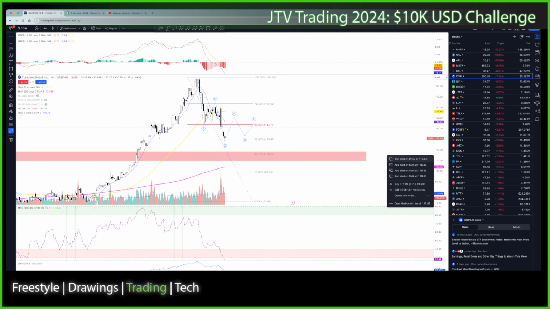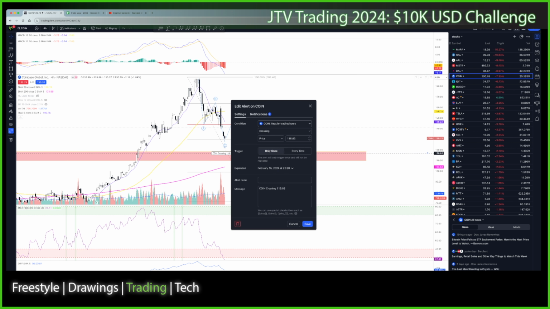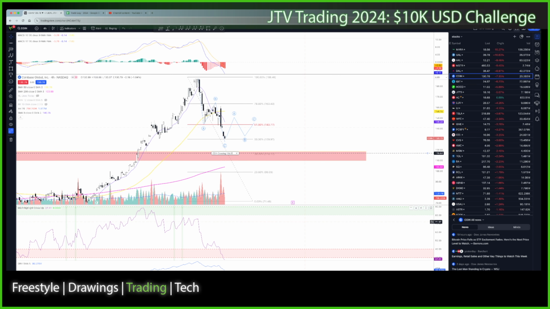So I'm just going to ask my assistant to set up an alarm, and I always like to set myself some alarms. So when that alarm rings, I can just enter a trade there, so I don't have to keep following. So that's something for Coinbase. Again, this is a long position, a potential entry, given the RSI and the current setup.